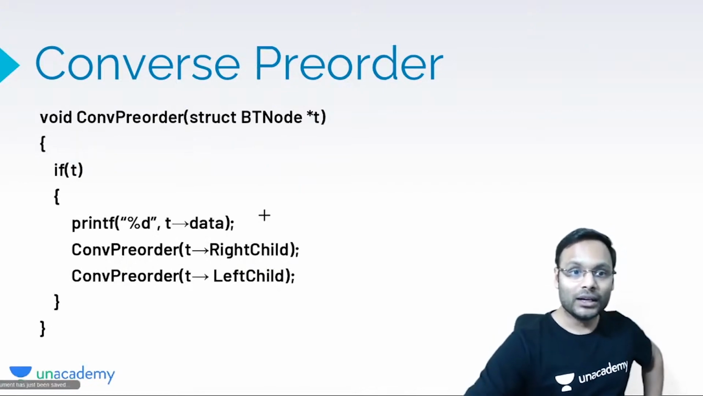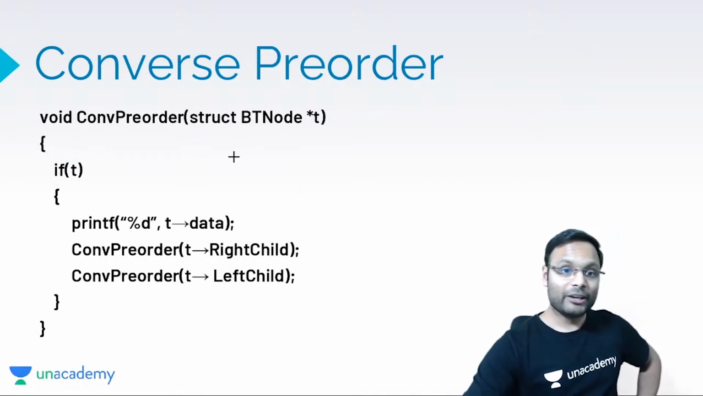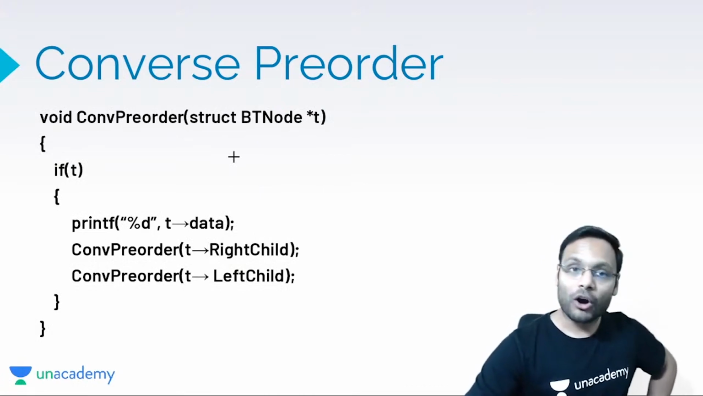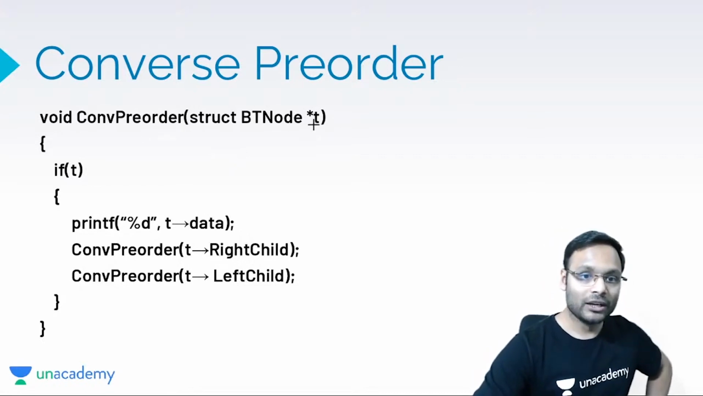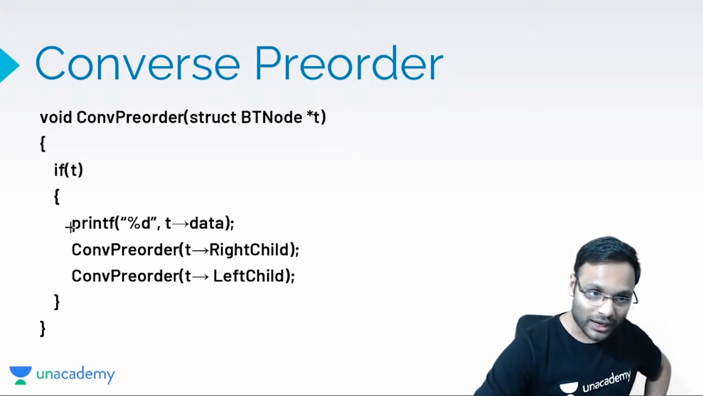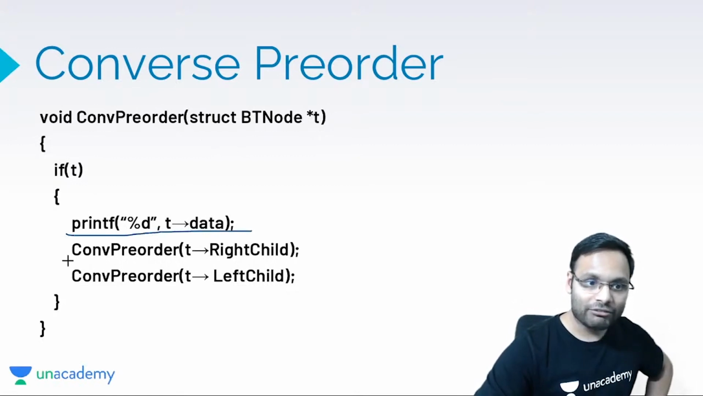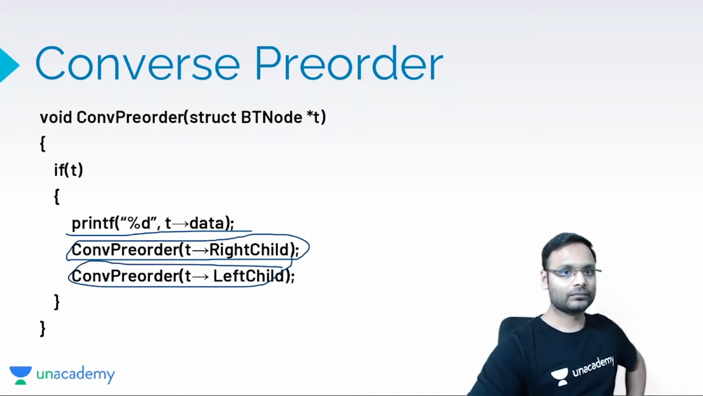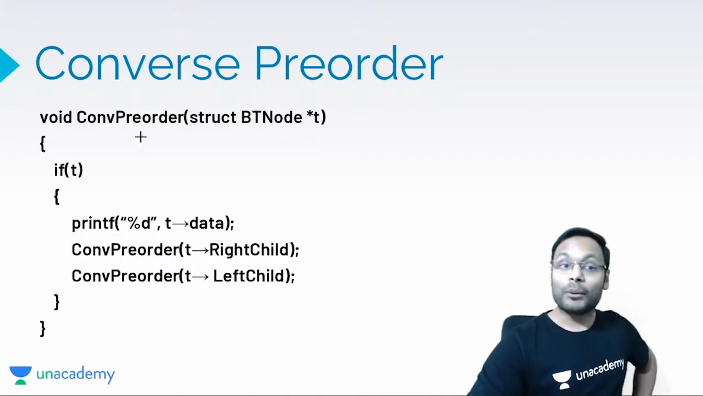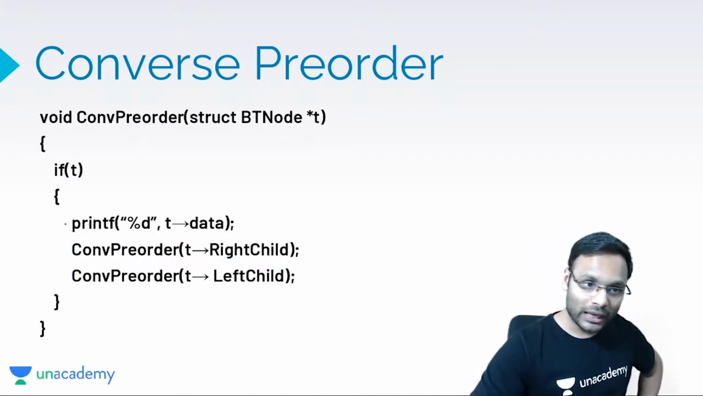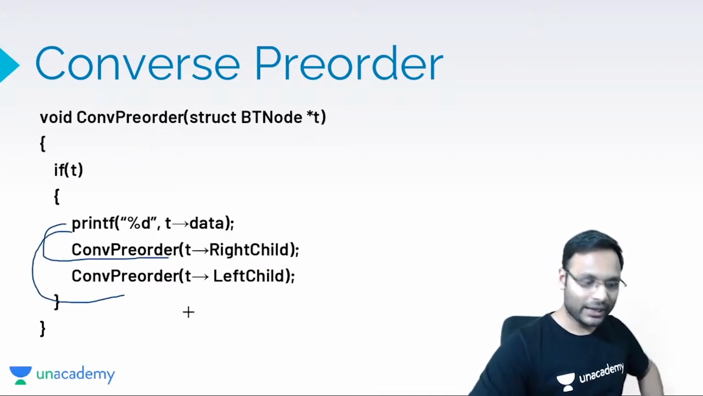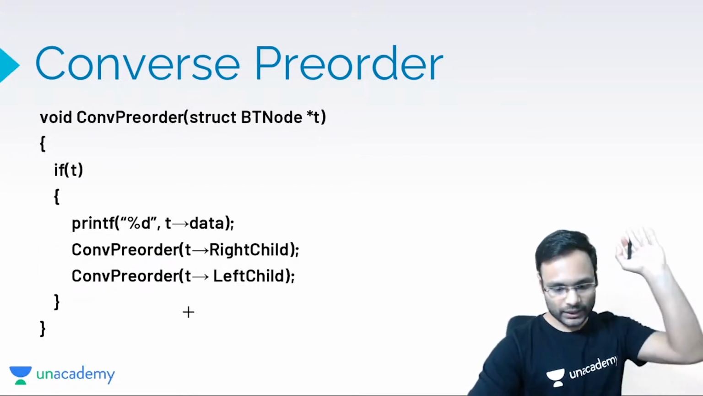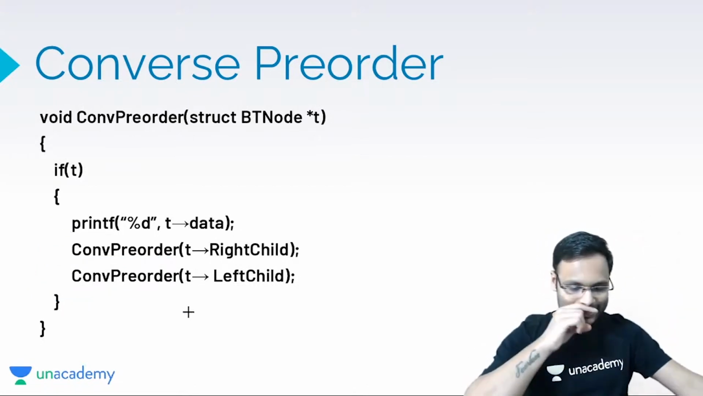So what will be the difference in the functions? I'm not going to give you all the functions, because you are all intelligent enough to draw this. Converse pre-order, if I am calling with the pointer t, if t is true, what I have to do is traverse the current node. After that, recursively you call first for the right child, then the left child. And for converse in-order, you will have this print statement in between the calls. And in post-order, this print statement will be at the end. Only that difference will be there. It's very easy.